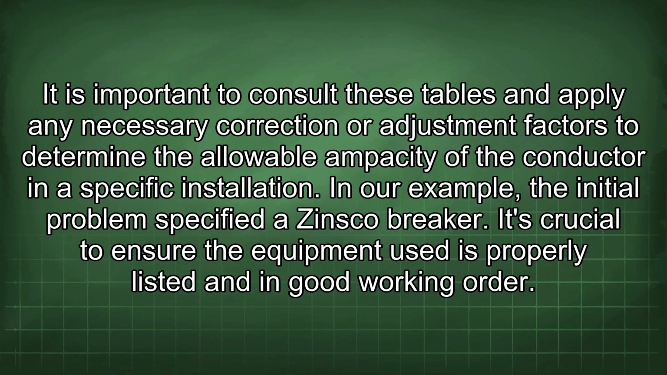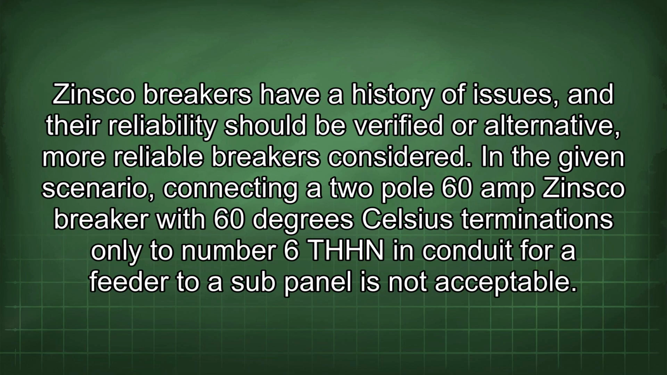In our example, the initial problem specified is an Insco breaker. It's crucial to ensure the equipment used is properly listed and in good working order. Insco breakers have a history of issues, and their reliability should be verified or alternative, more reliable breakers considered. In the given scenario, connecting a 2-pole 60 amp Insco breaker with 60 degrees Celsius terminations only to number 6 THHN in conduit for a feeder to a sub-panel is not acceptable.